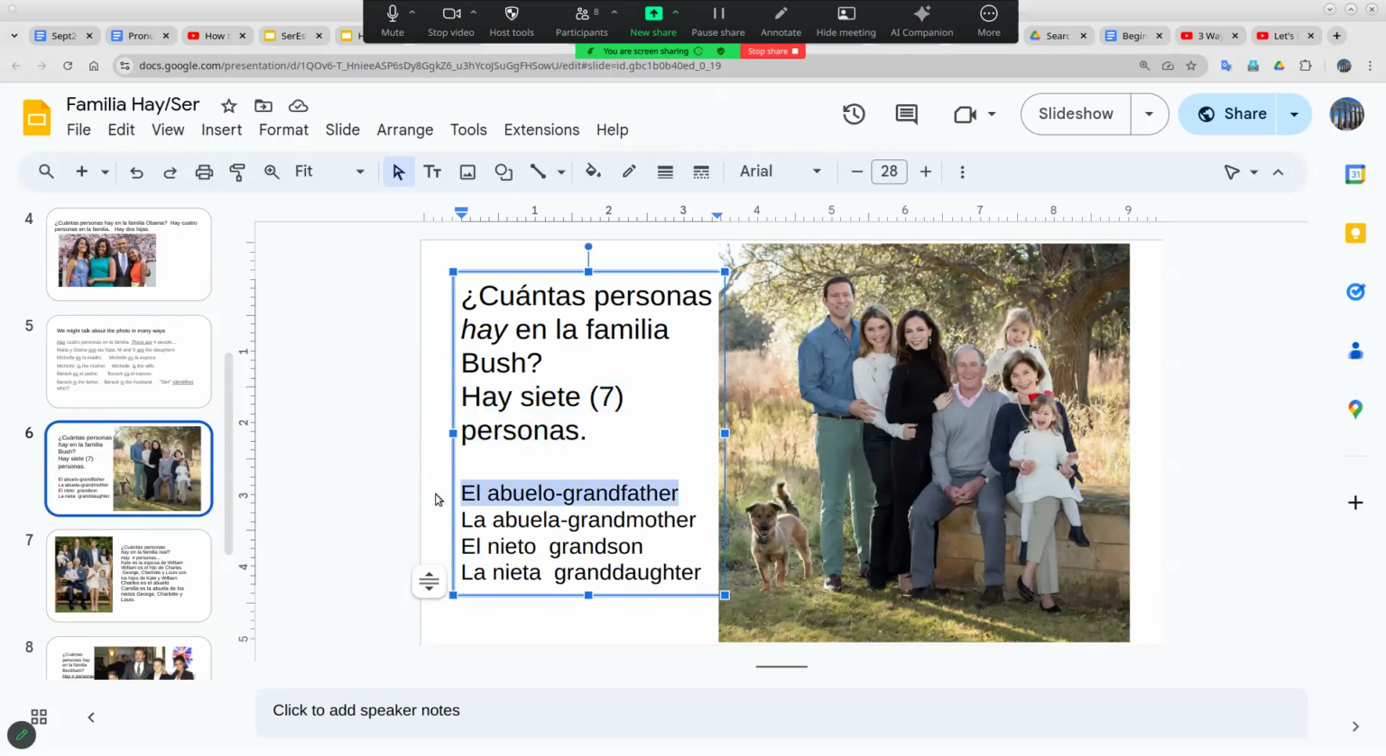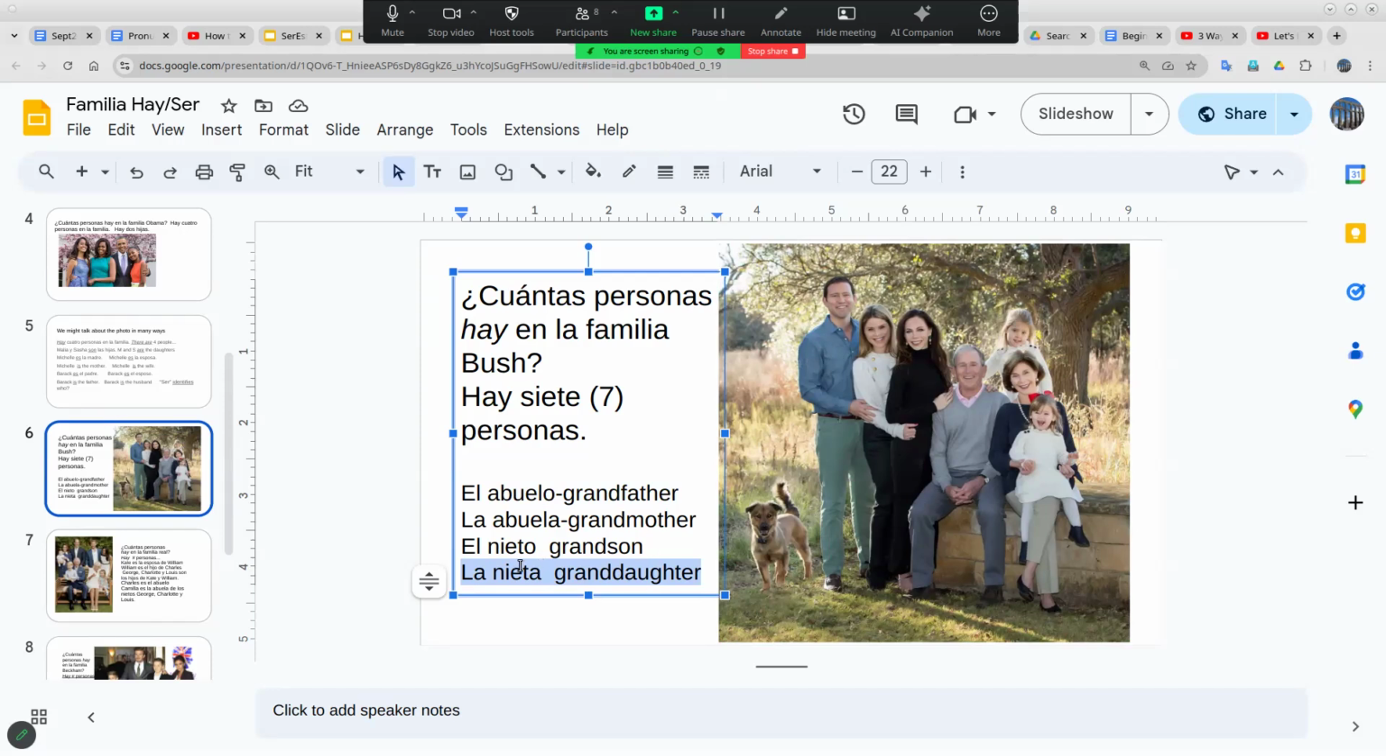El abuelo, grandpa. La abuela, grandma. Nieto, oh, we only have little girls, so instead of el nieto, grandson, it'll be la nieta. See? La nieta. Las nietas. So I could say, en la familia Bush hay dos hijas. There are two daughters. Un cuñado, a son-in-law. I think actually there are more now, but yeah. Y hay dos nietas. There are two granddaughters. See? Bien?